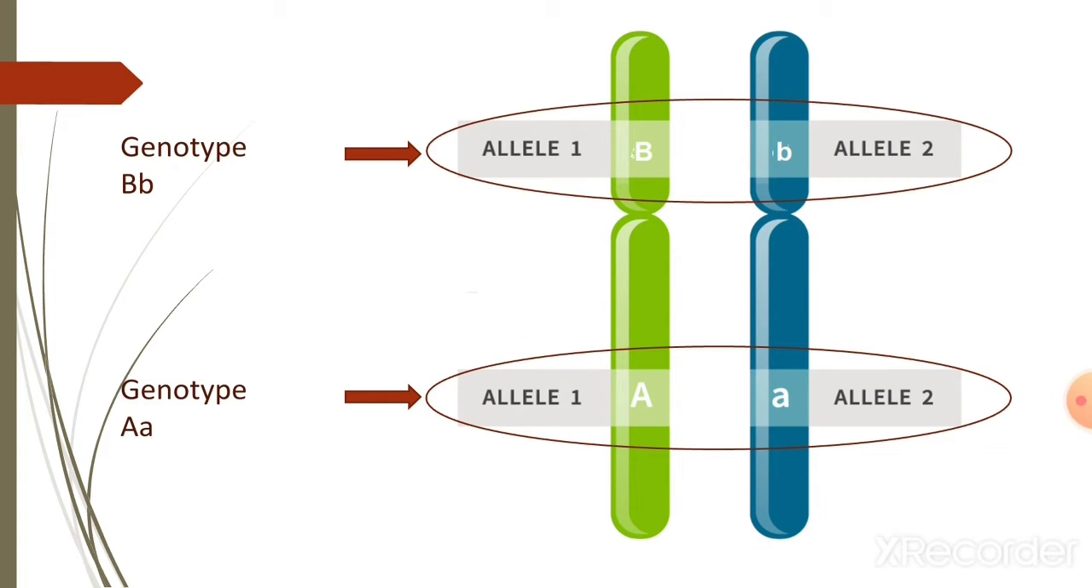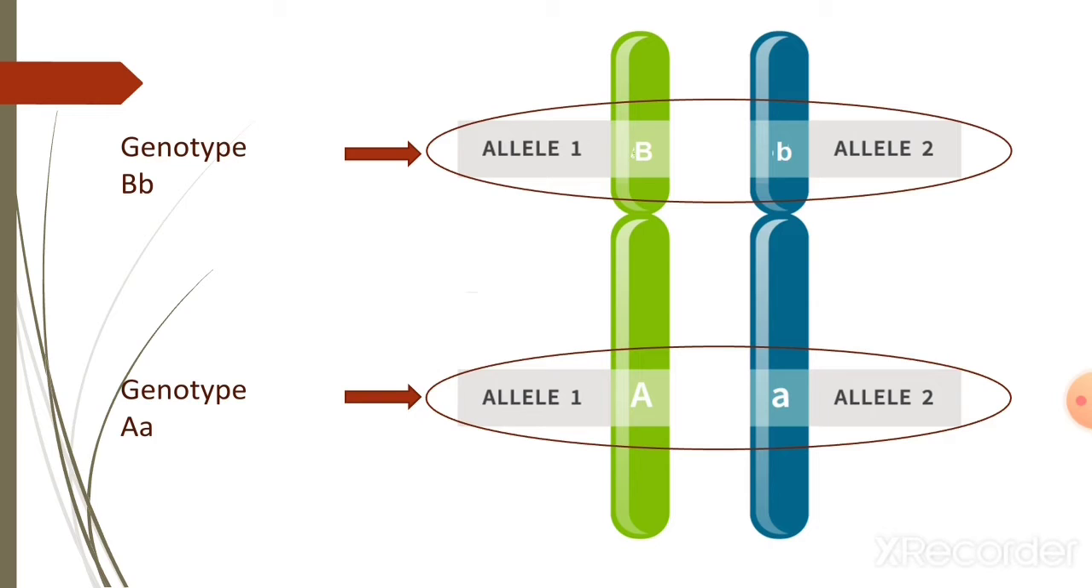The genotype of gene A is capital A and small a, because this is a homologous chromosome pair, and in one chromosome the capital A allele is present, and in the second chromosome the small a allele is present. So the genotype will be capital A and small a. Similarly, for gene B, the genotype will be capital B and small b, as we saw in gene A.